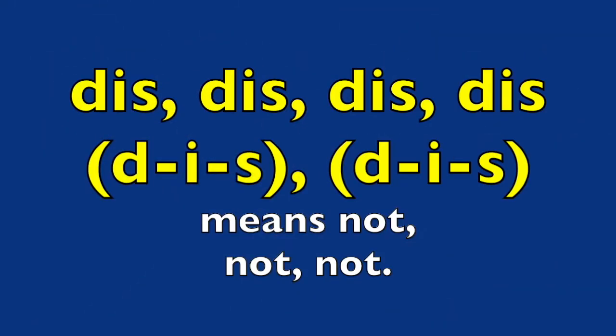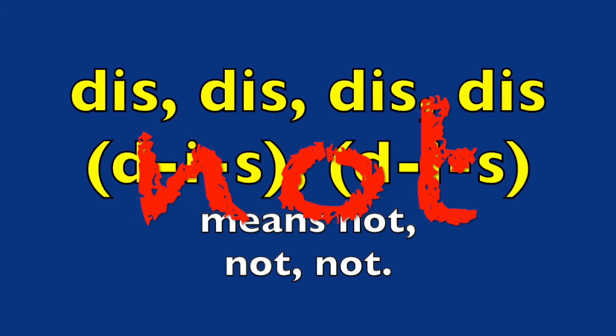The fourth prefix is dis. Say it 4 times with me. Dis, dis, dis, dis. And how is dis spelled? D-I-S. Again, D-I-S. And what does it mean? Not. Another prefix that means not. What does it mean? Not. Again, not.